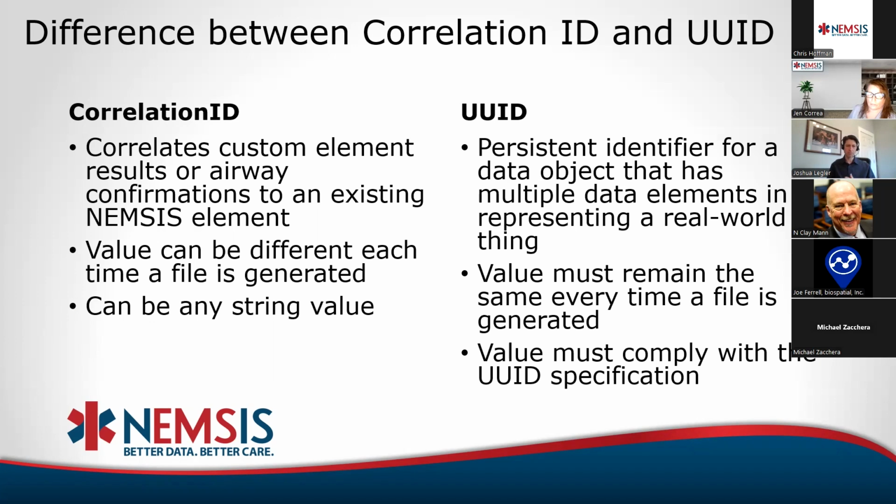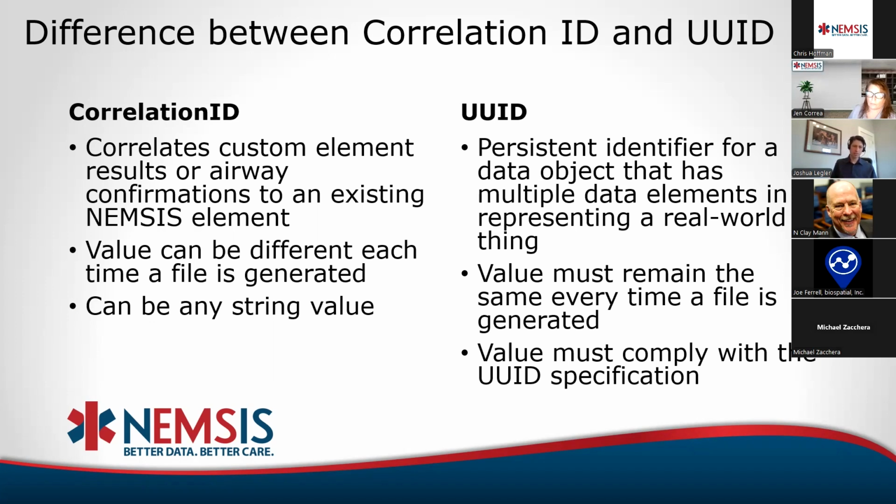And the same thing happens with patient care reports. Even if you change the patient care report number or the incident number or anything else, that patient care report has a UUID that uniquely identifies that data record within the database of your EPCR system. So that's how UUID works, and it has a different purpose than Correlation ID.